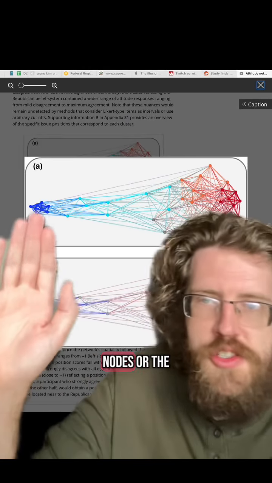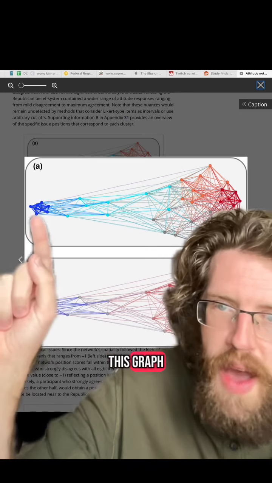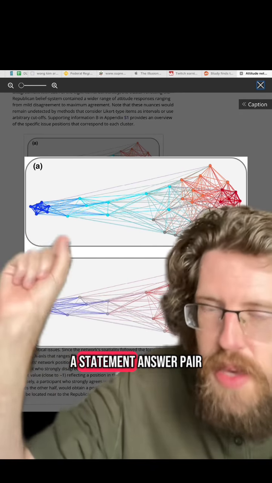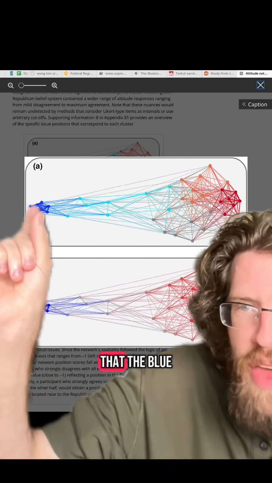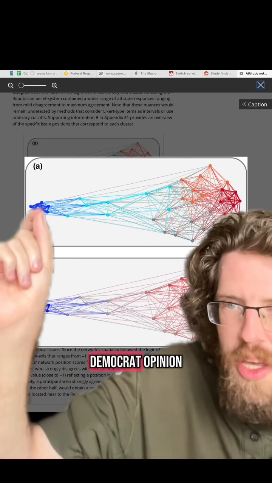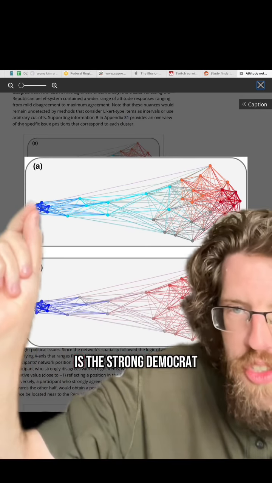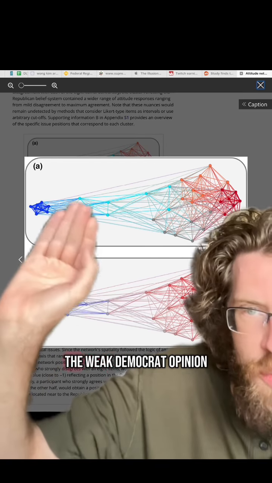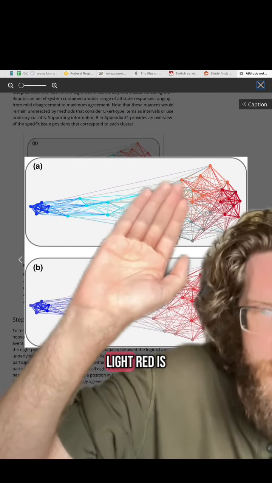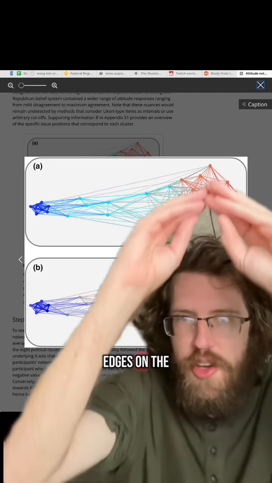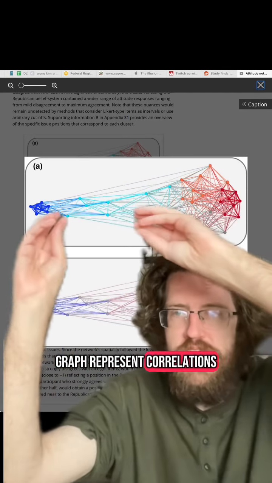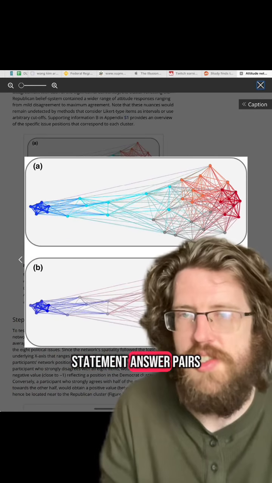That's what the nodes or the vertices are in this graph. Each node is a statement answer pair. There are 40 different nodes, and they're colored so that the dark blue is the strong Democrat opinion, light blue is the weak Democrat opinion, light red is the weak Republican opinion, dark red, you get the idea. Edges on the graph represent correlations to the other statement answer pairs.